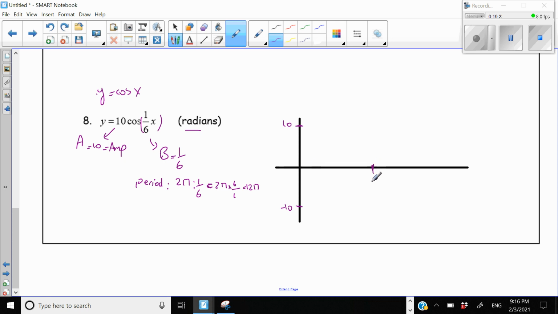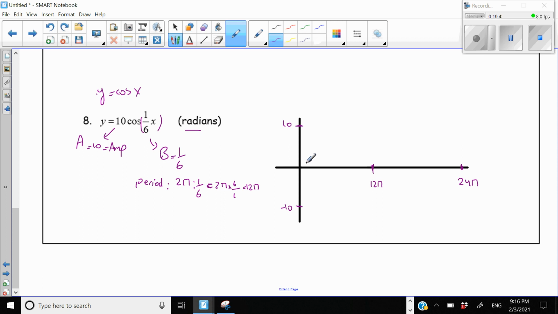So let's say, for example, this one is 12 pi. Because I need to graph 2 cycles, I'm going to do the next one as well. The next cycle will be 24 pi because I'm going to add one cycle, 12 pi, to this one. It will be 24 pi.